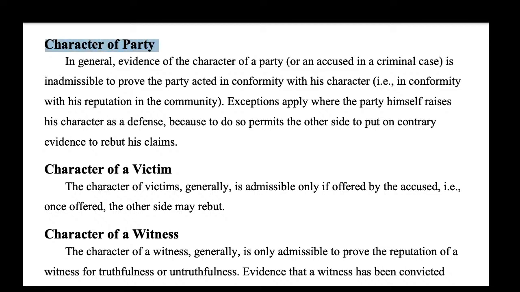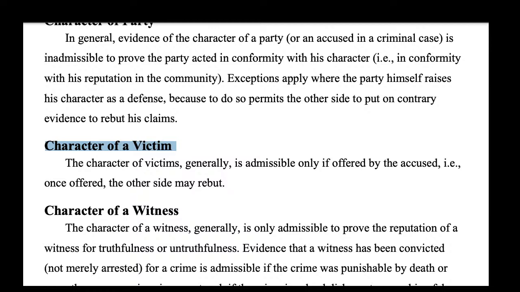Character of party. In general, evidence of the character of a party, or an accused in a criminal case, is inadmissible to prove the party acted in conformity with his character. An example, in conformity with his reputation in the community. So that's our meaning of character in this context, is reputation in the community. Exceptions apply where the party himself raises his character as a defense, because to do so permits the other side to put on contrary evidence to rebut his claims.